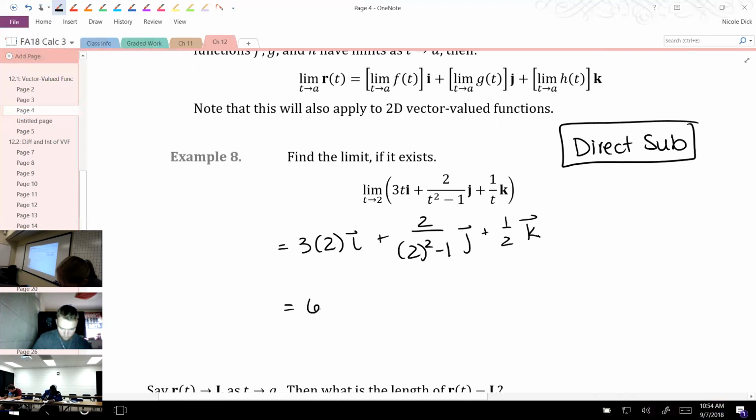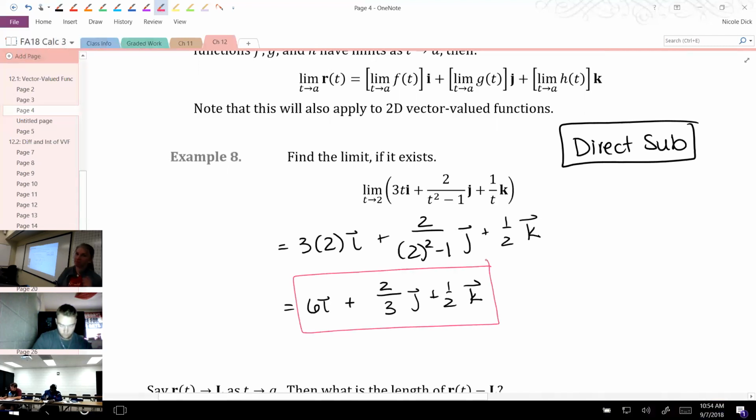So 3 times 2 is 6i. This gives me 2 over 2 squared minus 1, so 2 over 3 j, plus 1/2 k. And that is it. That's it? That is it. It was easy. But what this is telling us, remember, is just basically, where is it? As we get closer to this point, what happens here?